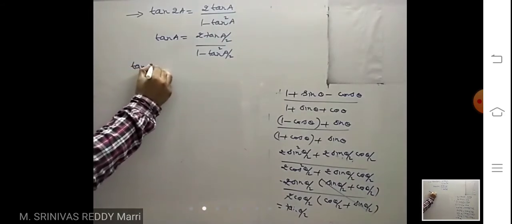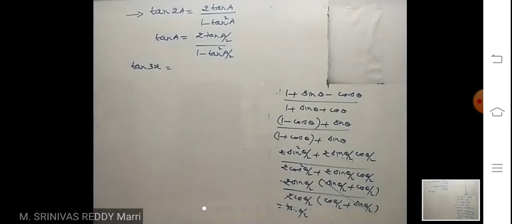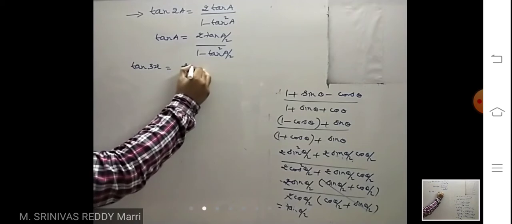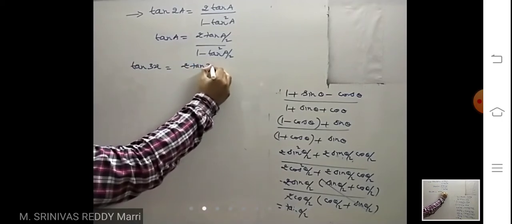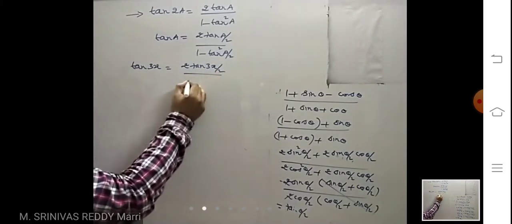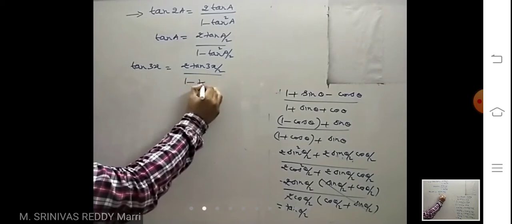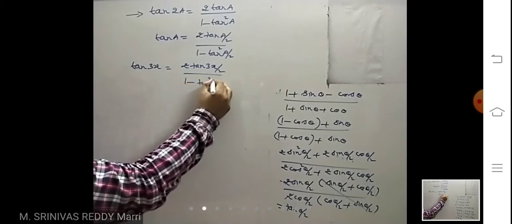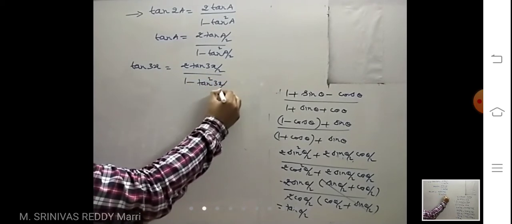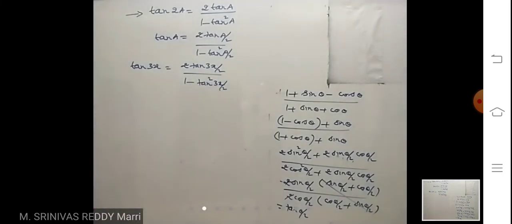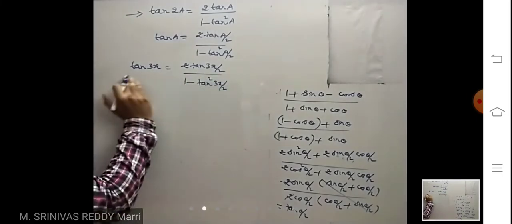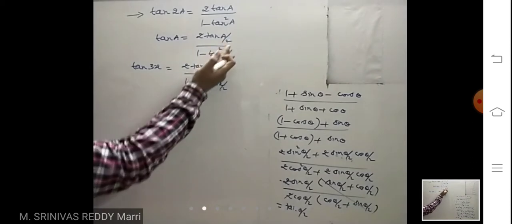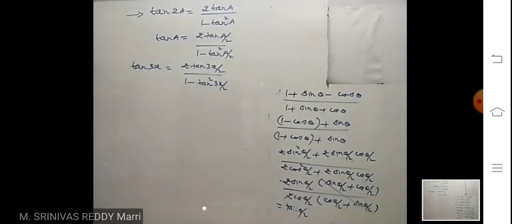Suppose let us say tan 3x is there. If you want to write it in half angles, then you write like this: 2 tan half the angle divided by 1 minus tan square 3x by 2. Right? Whenever this term comes, 2 tan a divided by 1 minus tan square a, that is tan 2a. Like that formula, depending upon the requirement.